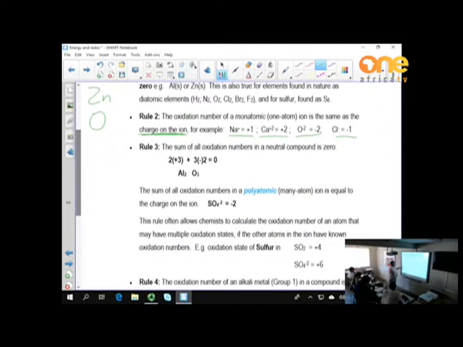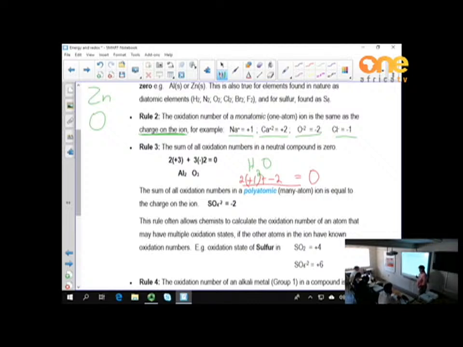When we have a compound, the sum of all the oxidation states must equal 0. For example, if I took water, the oxidation state of the hydrogen is +1, but how many of them do I have? 2. And the oxidation state of oxygen is -2. So the sum, if I add them together, is 0.